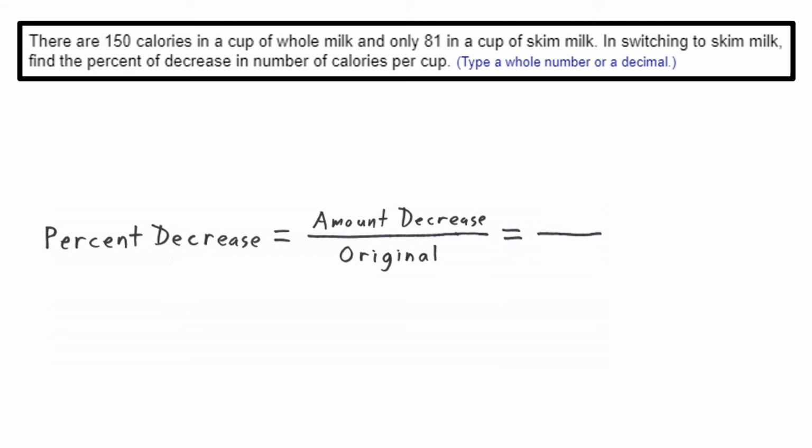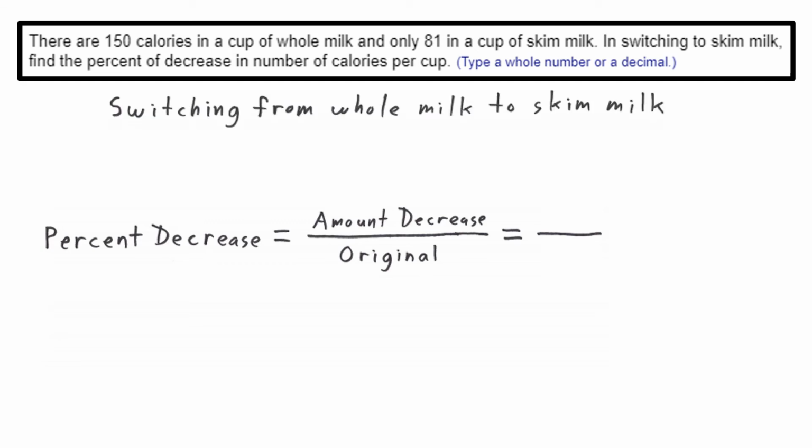Let's start by finding the original. In many problems, the timeline of the original is more obvious. Let's say something's going from last year to this year, then the original amount would be whatever it was last year. In this question, whole milk and skim milk exist at the same time, so we have to think about this one a little more carefully.